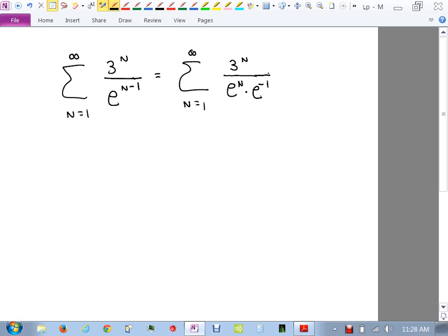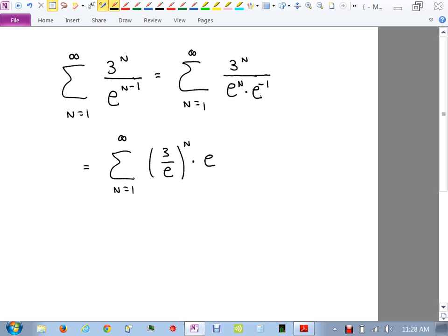Now, I have here 3 to the n over e to the n. I can rewrite that as 3 over e to the n. And then e to the negative 1 is the same as e on top, isn't it? Now, is this geometric looking? Yeah, 3 over e is going to be like our r, isn't it? Is that smaller than 1? Yes. So it's going to converge, right? And there's no other part, like the previous problem, that was going to diverge.